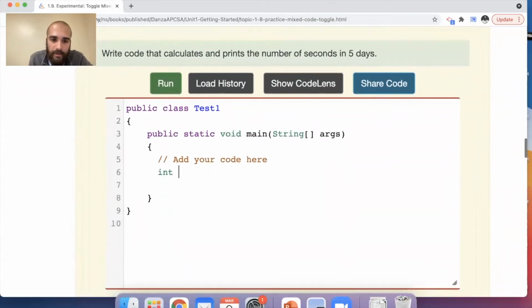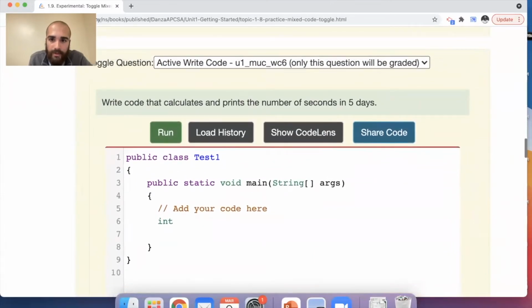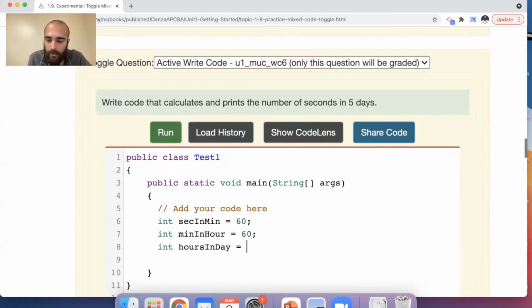All right, so I'll create an int and number of seconds. So number, I'll say seconds in minute is equal to 60 seconds in a minute. And then I'll say the number of minutes in hour using camel case is 60. And then I'll say the number of hours in day. I'm just making these variables up. You can call them whatever you want.